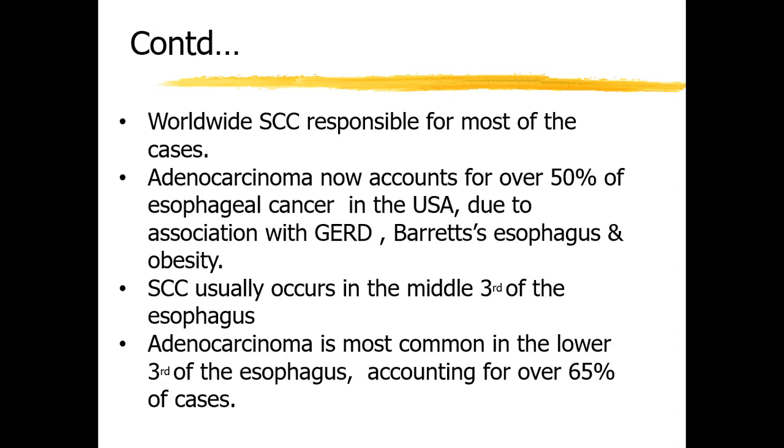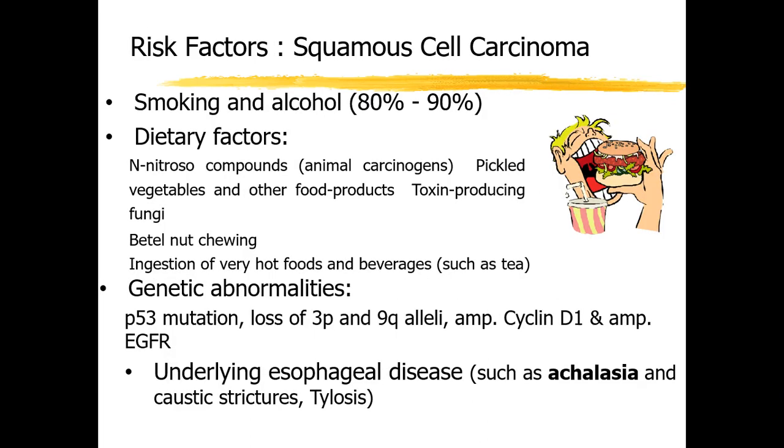Squamous cell carcinoma usually occurs in the middle third of the esophagus. Adenocarcinoma is the most common in the lower third of the esophagus because of Barrett's esophagus, accounting for over 65% of the cases.